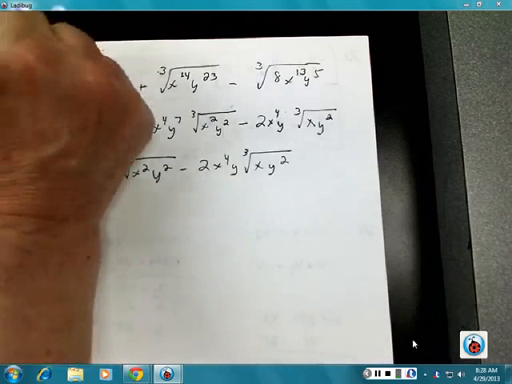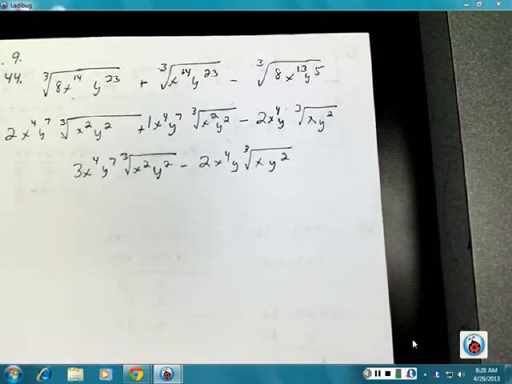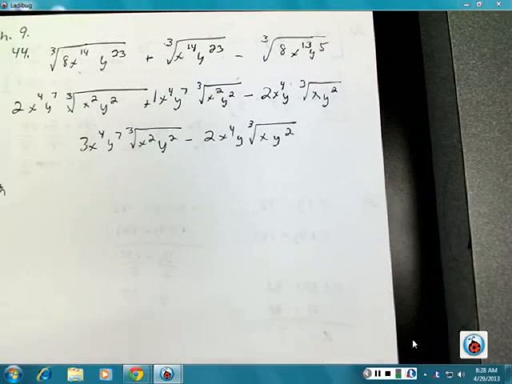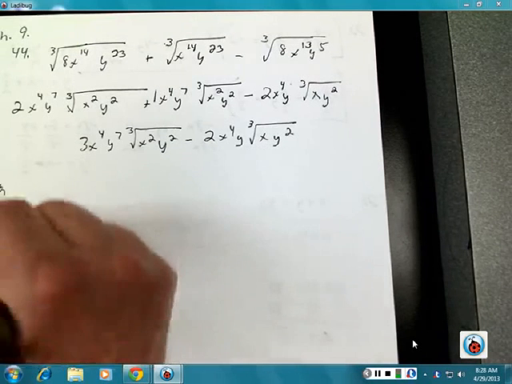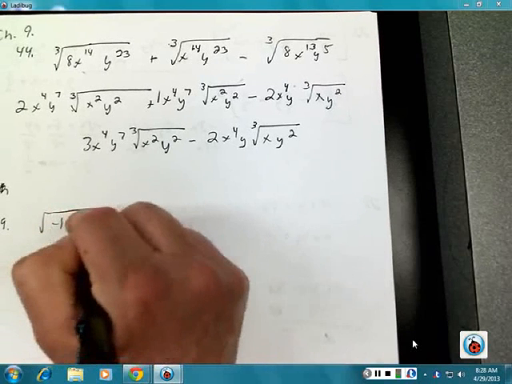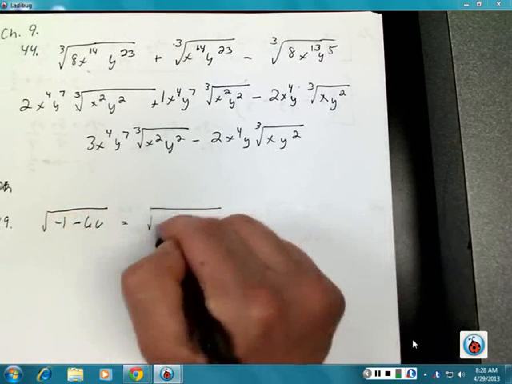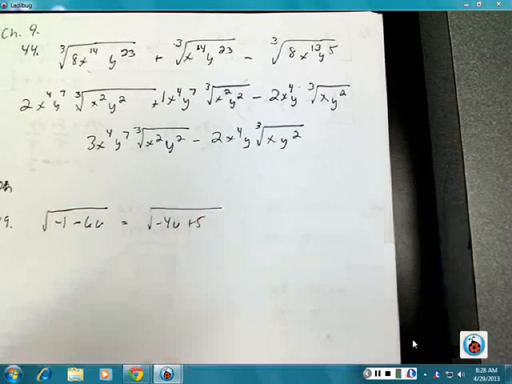In Chapter 9, did you see 49? Sure. 49. Probably go on to Chapter 10. What was that? Oh. I'm not moving it. 49, it says, solve the following radical equation, or if there is no solution, write no solution. So in 49, we have the square root of a negative 1 minus 6v is equal to the square root of a negative 4v plus 5.